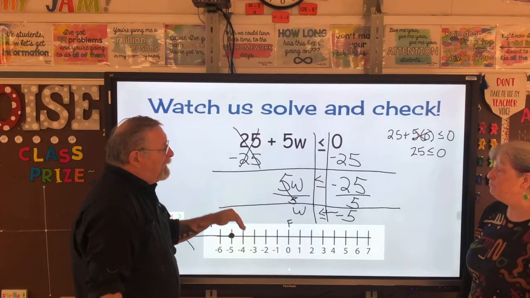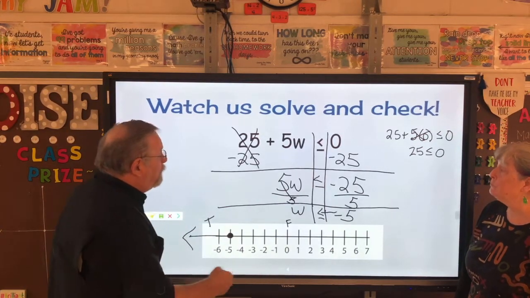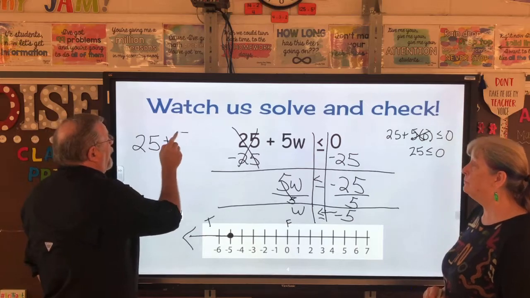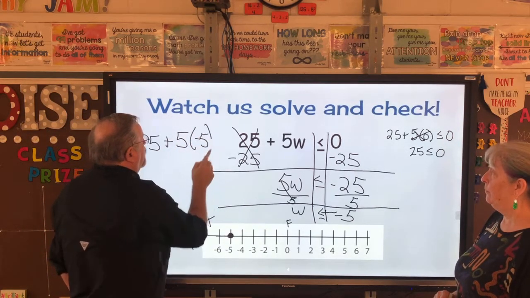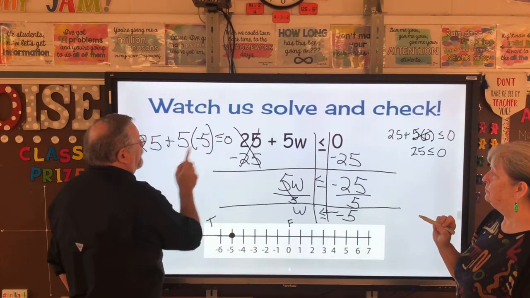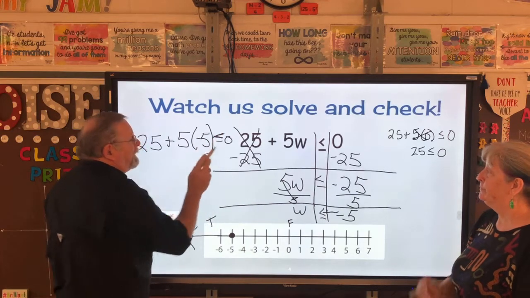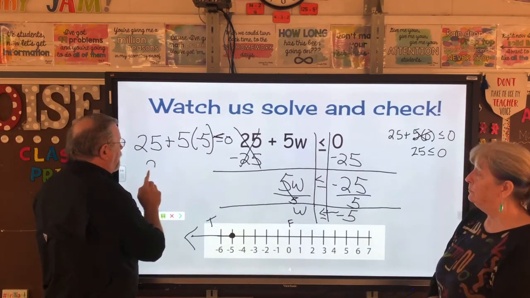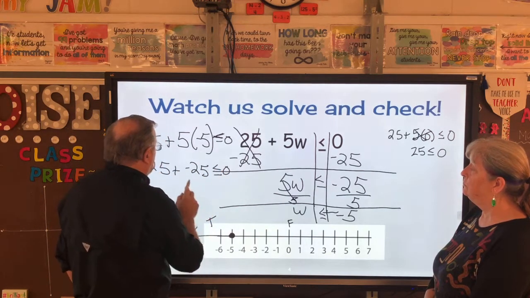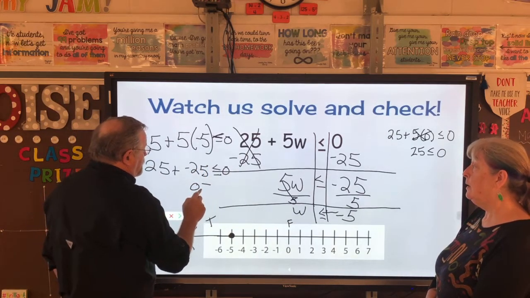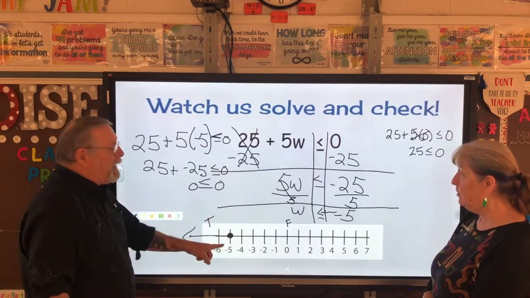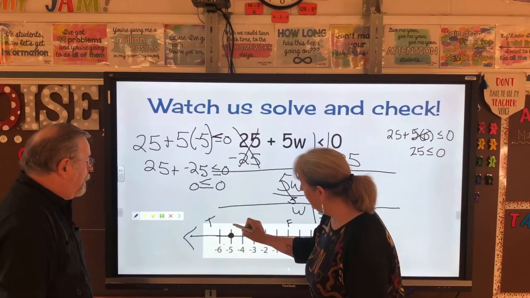Now, because this is less than or equal to, I could put in the negative 5. Why don't we do that over there? So I could go 25 plus 5 times negative 5 equals 0. Well, it's less than or equal to, so I'm going to cheat there, but equal to. So 25 plus a negative 25, less than or equal to 0. Well, these two give me 0. Is 0 less than or equal to 0? And that is. And so I know that I had to start at negative 5 because it's equal to. So again, that just gives you another thing.